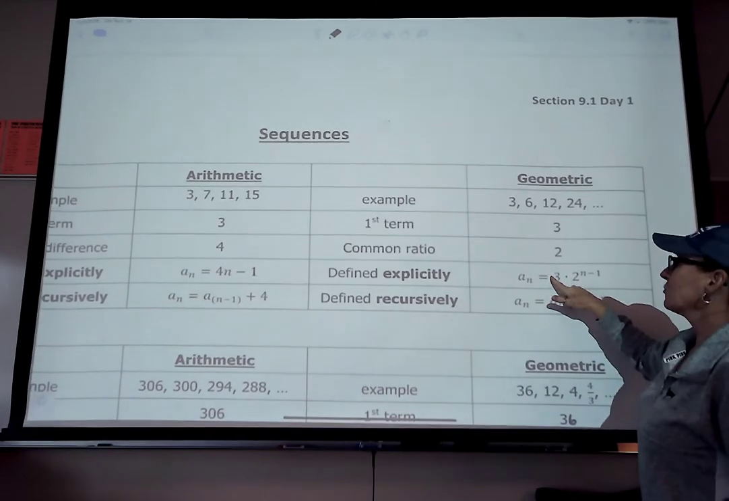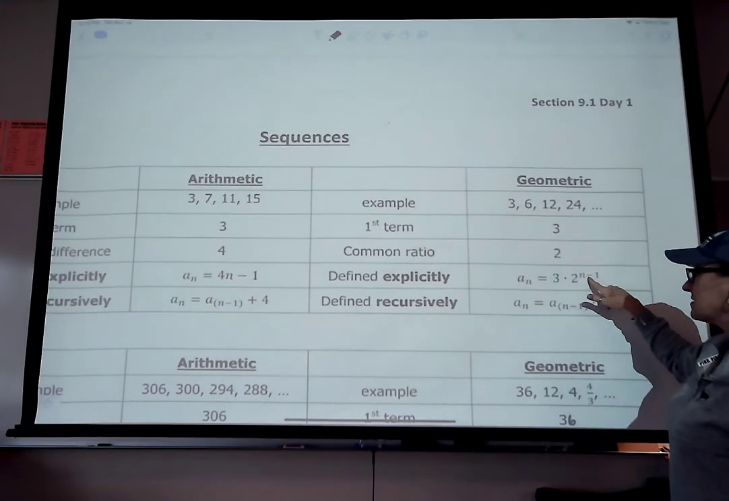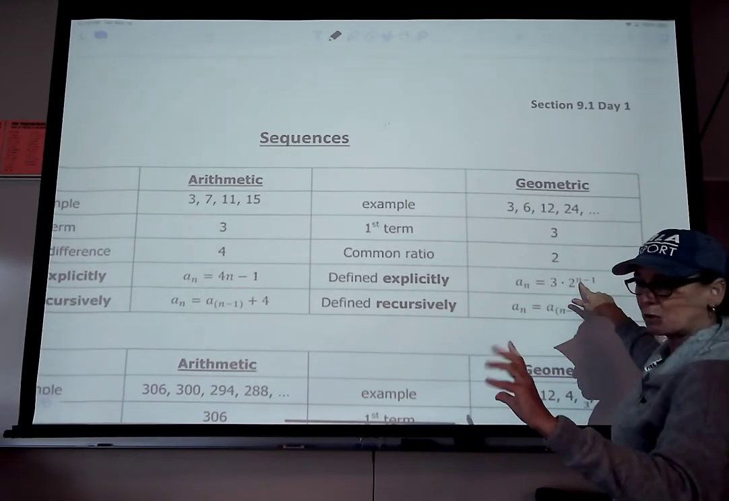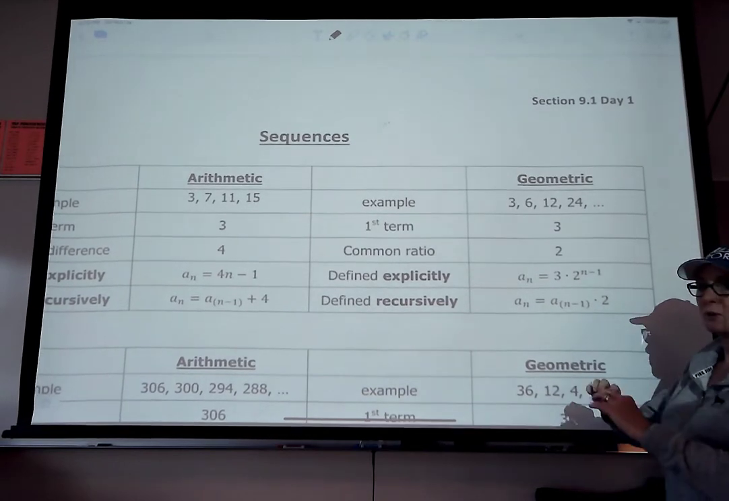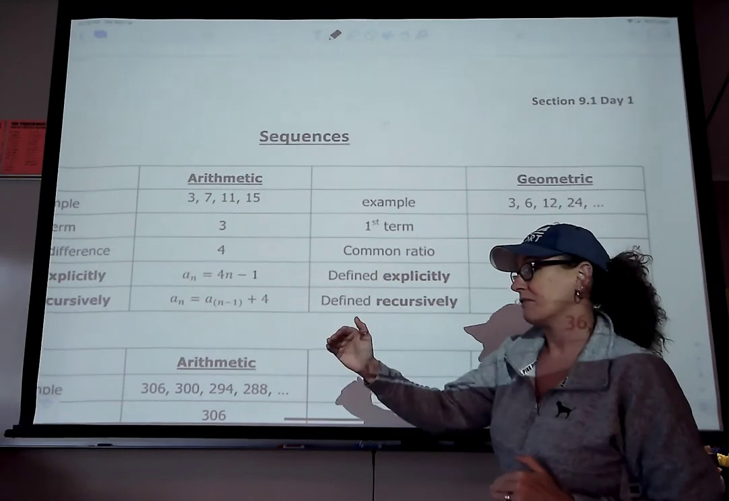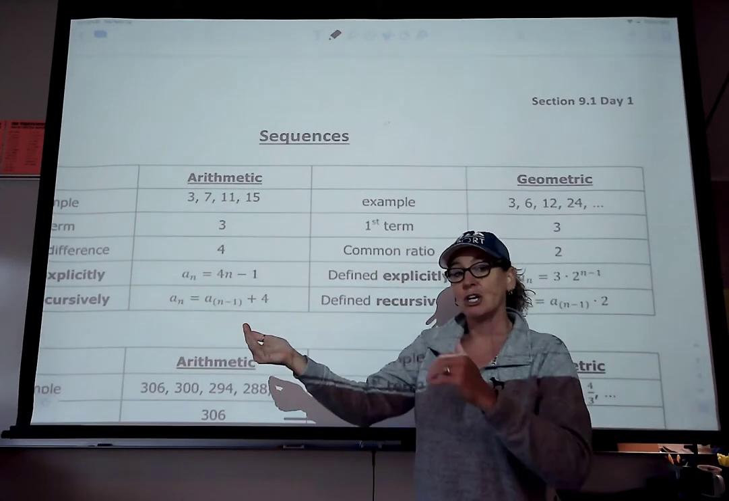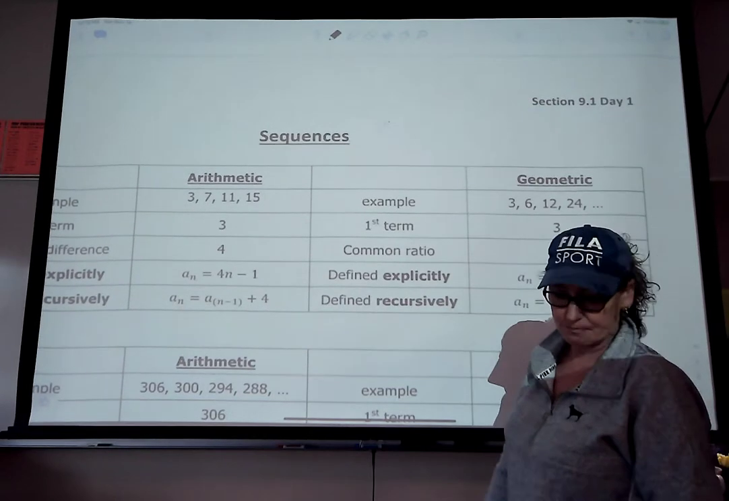Your first term goes here, your common ratio goes here, and this is always n-1. I'll talk about that more later. Or recursively, where you need to take into consideration each one. If I need you to tell me the 9th term, you have to know the 8th term if it's defined recursively.